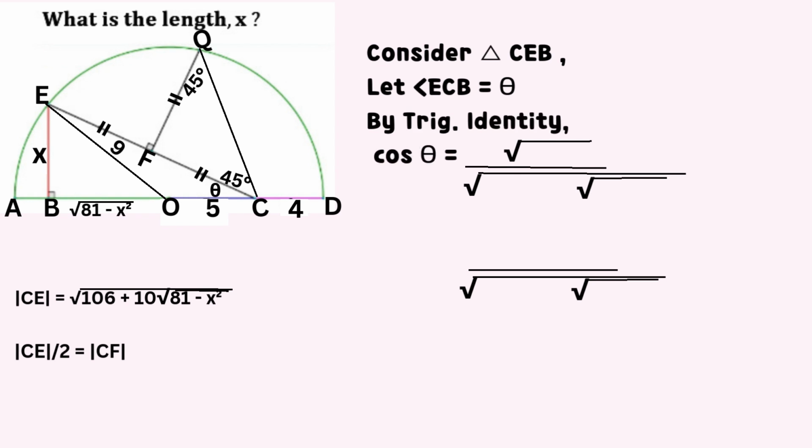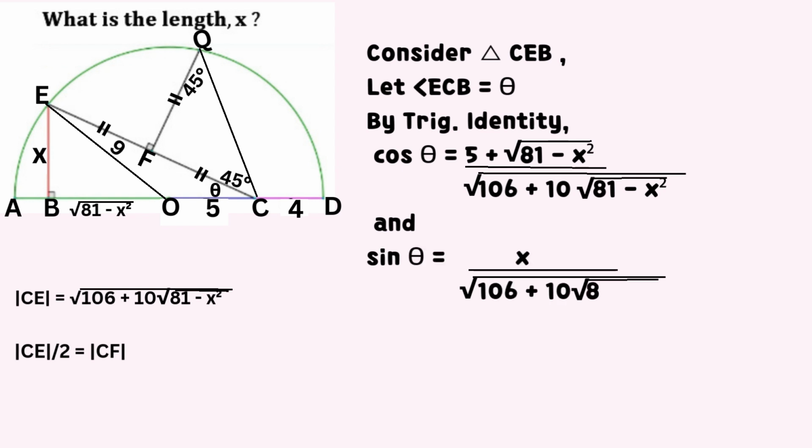Consider triangle CEB. Let angle ECB equal theta. By trigonometric identity, cosine theta equals the sum of 5 and the square root of 81 minus the square of x, all divided by the square root of the sum of 106 and 10 times the square root of 81 minus the square of x. Also, sine theta equals x divided by the square root of the sum of 106 and 10 times the square root of 81 minus the square of x.